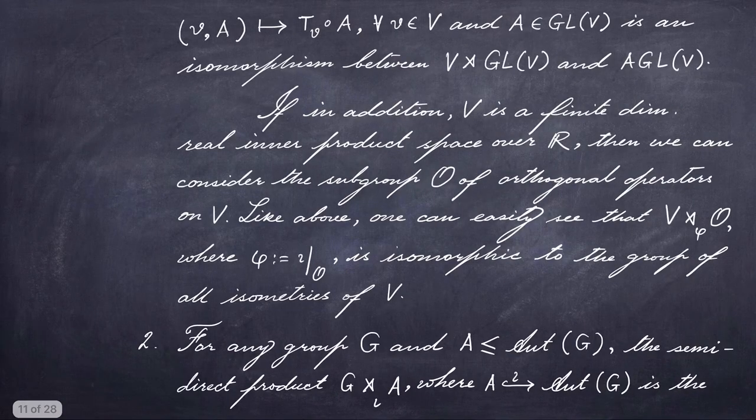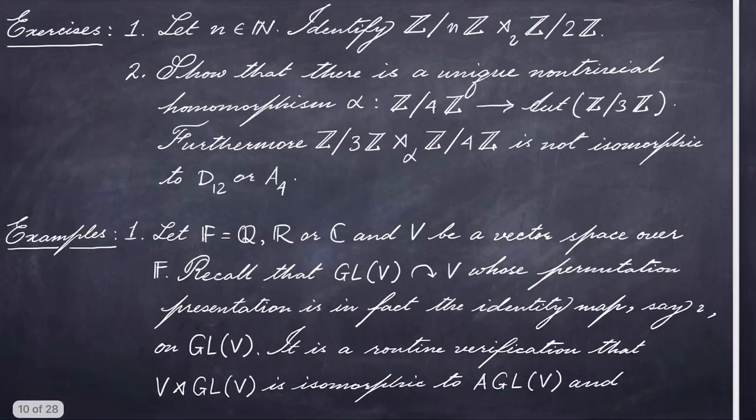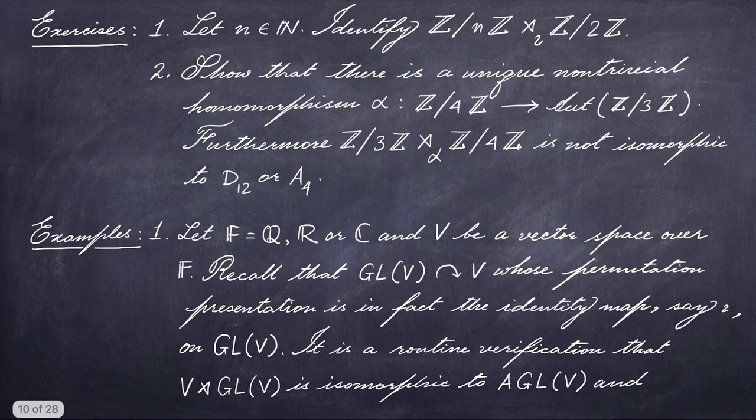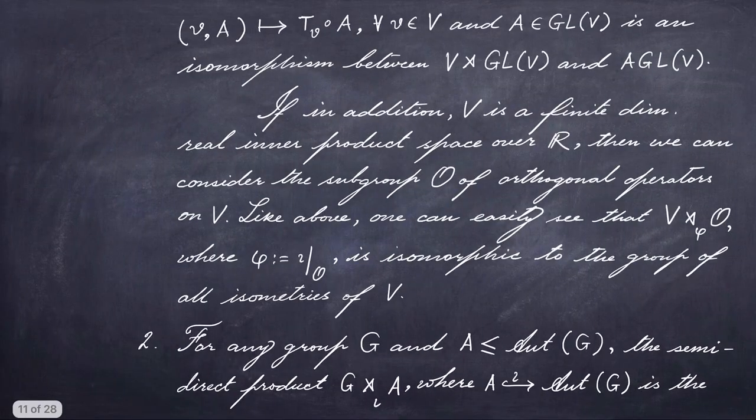In particular, when V is a finite dimensional real linear product space, then we can consider the subgroup of all orthogonal operators on V, and then let phi be the restriction of this homomorphism.